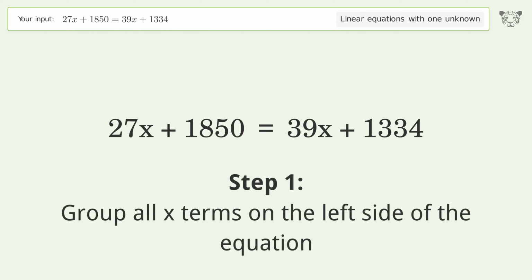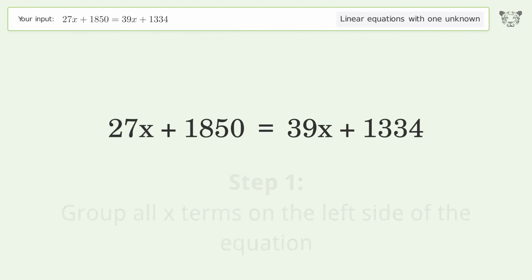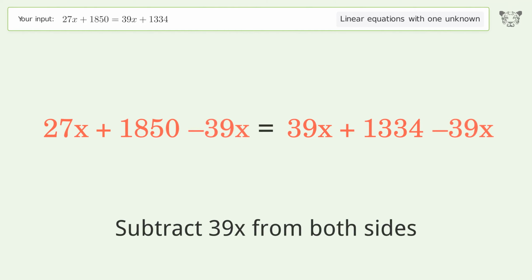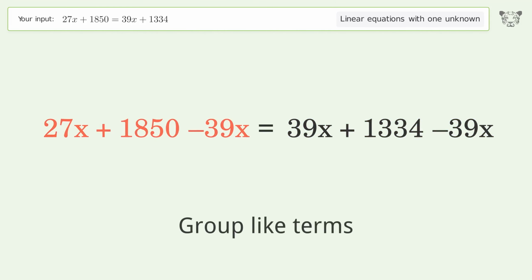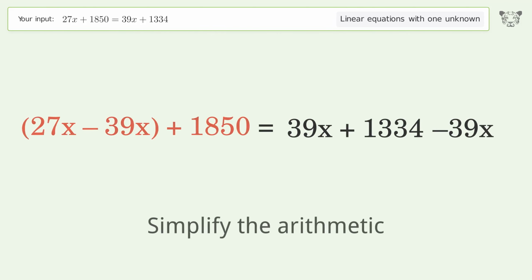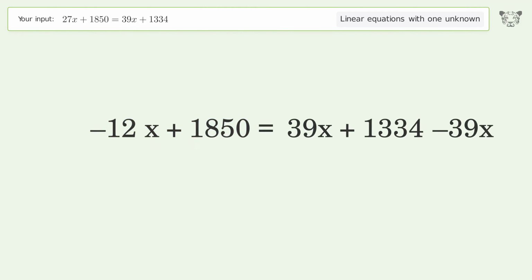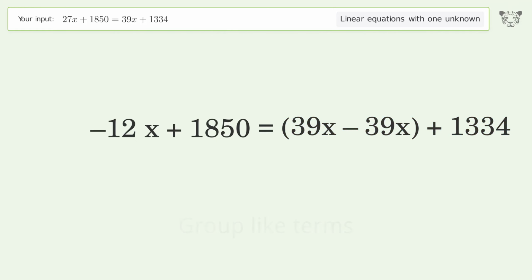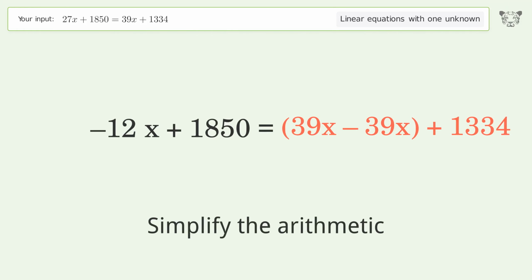Group all x terms on the left side of the equation. Subtract 39x from both sides. Group like terms. Simplify the arithmetic. Group like terms. Simplify the arithmetic.